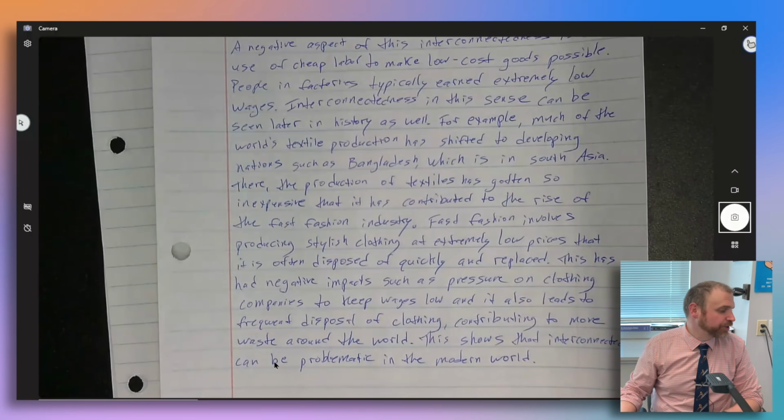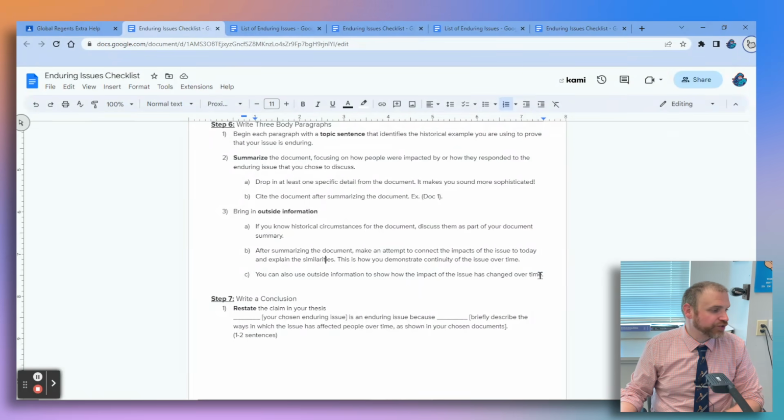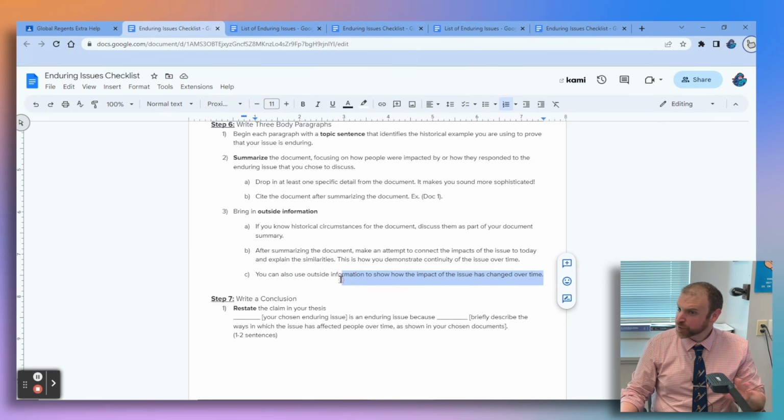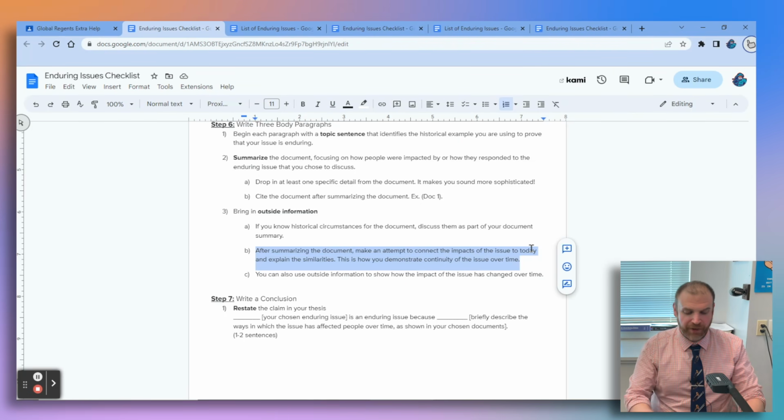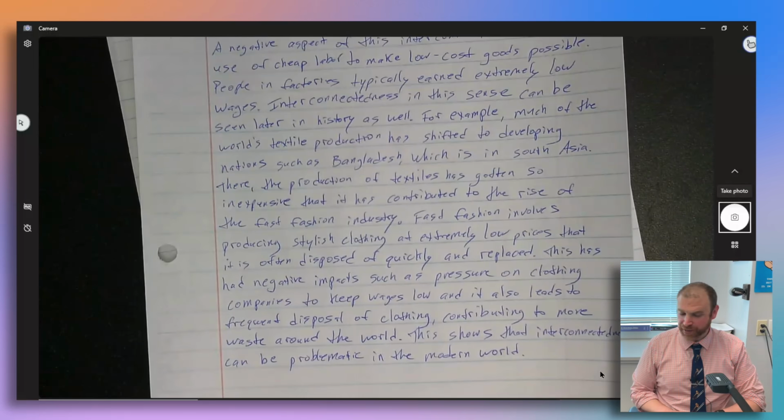If you talked about that, it would show how the issue has changed over time. That's confusing, and I think that's harder. I think the easiest thing to do is after you write about the historical event, summarization and historical circumstances, try to show how the problem is still existing somewhere else. That's why I focused my attention on this fast fashion stuff, right? Because using cheap labor and trading for clothing with other parts of the world is still going on today, right?